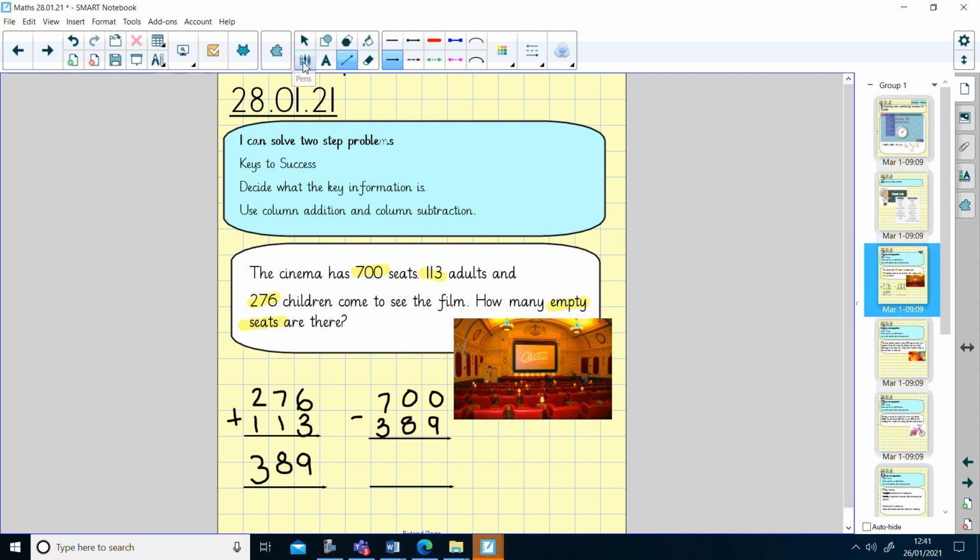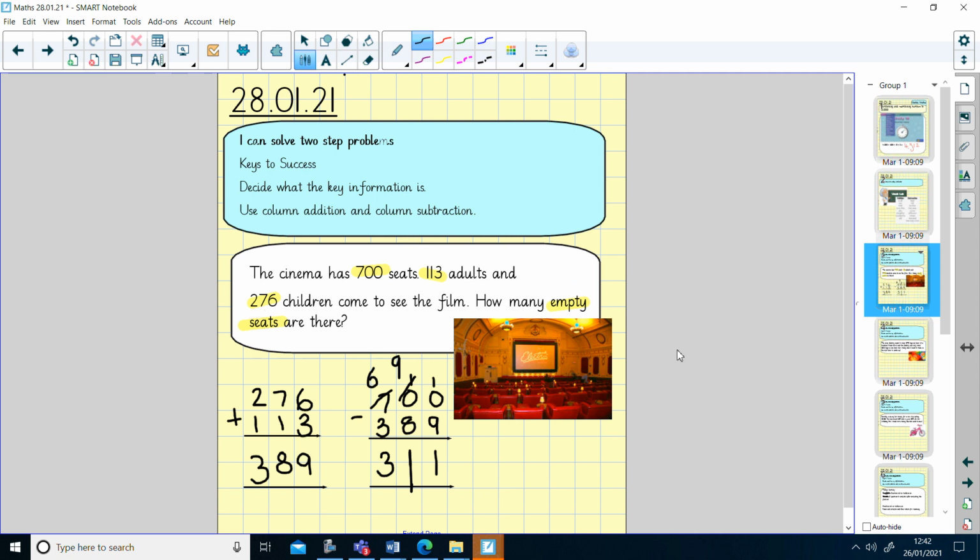So I've got to do some column subtraction. 0 take away 9 I can't do. So I look to my next column. I can't do that either. So we have to exchange twice here. So 10 take away 9 is 1. 9 take away 8 is 1. And 6 take away 3 is 3. So there were 311 empty seats in the cinema.